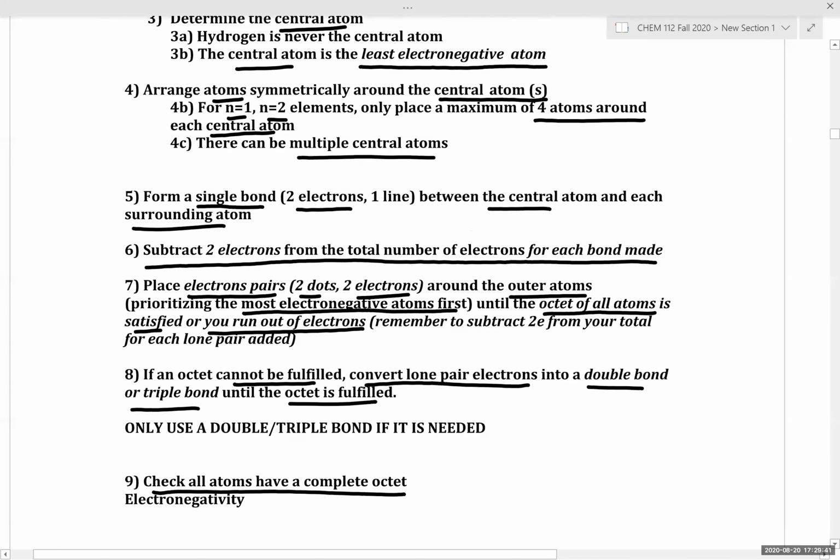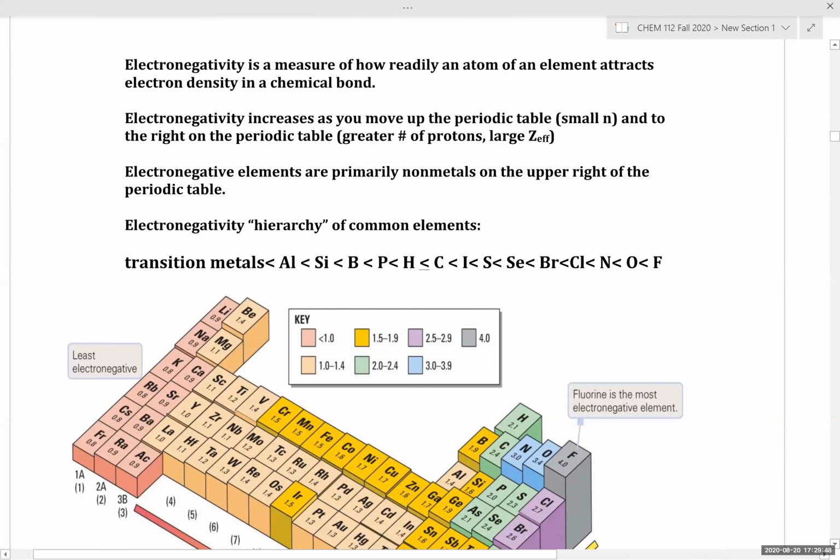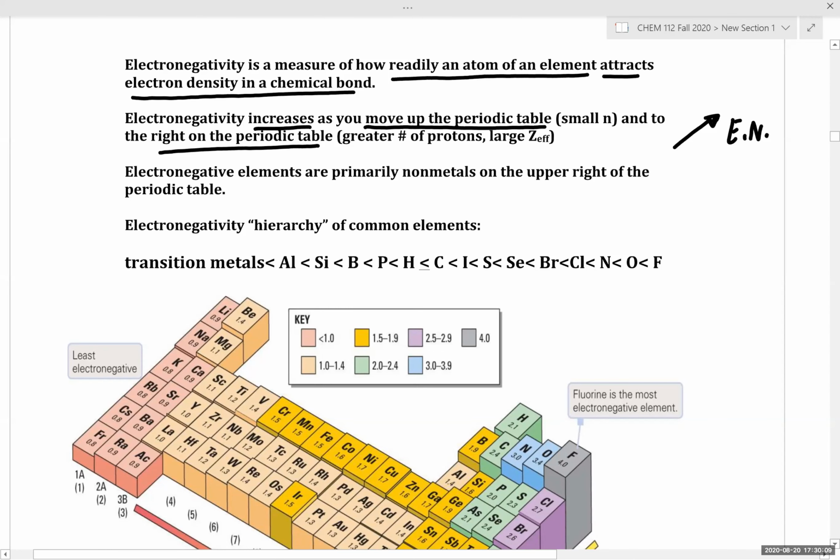Now I mentioned this idea of electronegativity. What is electronegativity? Well, just as a review, electronegativity is a measure of how readily an atom of an element attracts electron density in a chemical bond. Electronegativity increases as you move up the periodic table and to the right on the periodic table. So you can draw an arrow sort of like this for electronegativity. Electronegative elements are primarily nonmetals on the upper right of the periodic table.